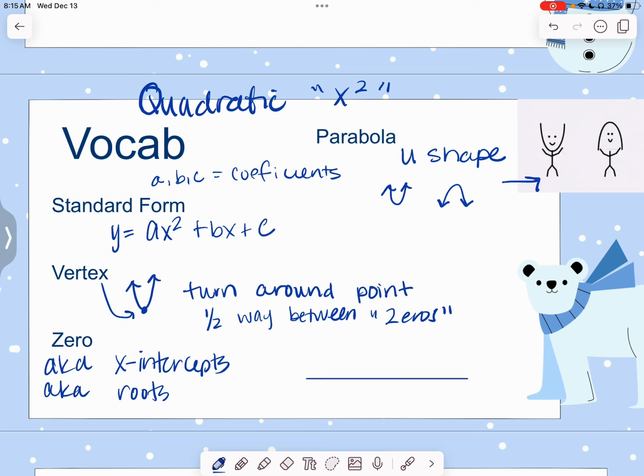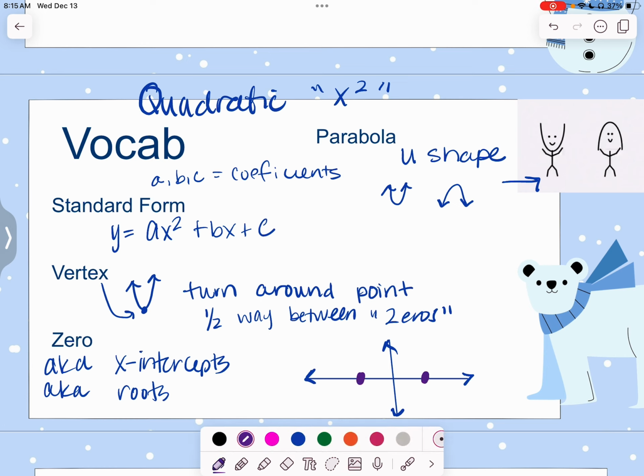Basically, today I'm going to ask you to sketch me some parabolas. And when I ask you to sketch the parabolas, you are going to find the zeros, and you're going to draw them on here. They are x-intercepts. Okay, they land on the x-axis. You're going to find the vertex. It'll be halfway between them. And then you're going to draw a U shape that has two arrows on the ends. Okay, so when I'm asking for a sketch, this is what I'm asking for.